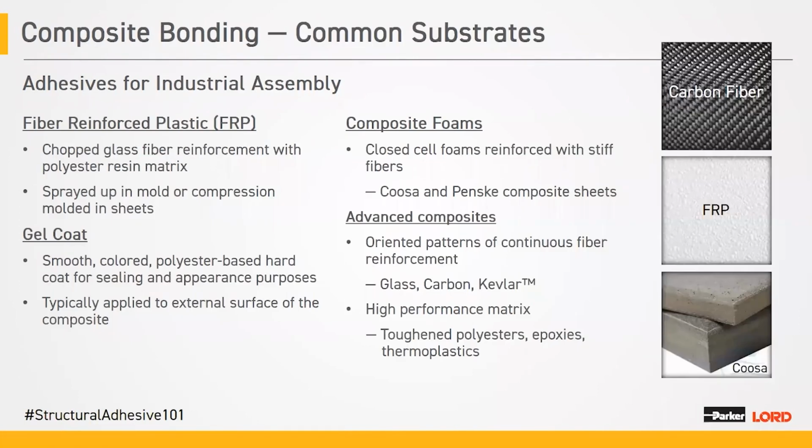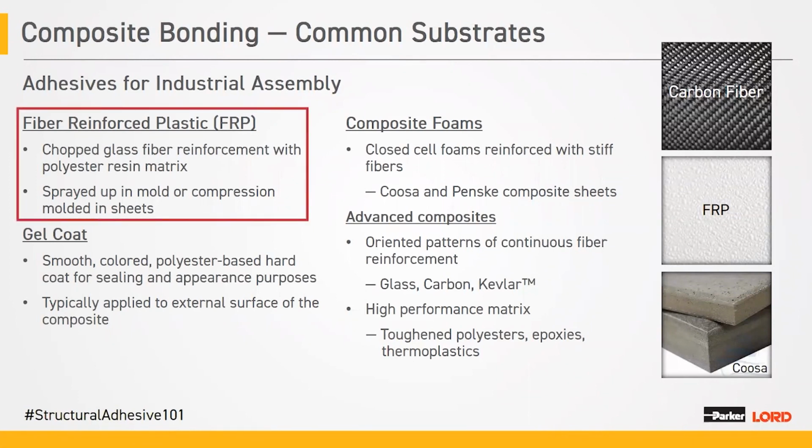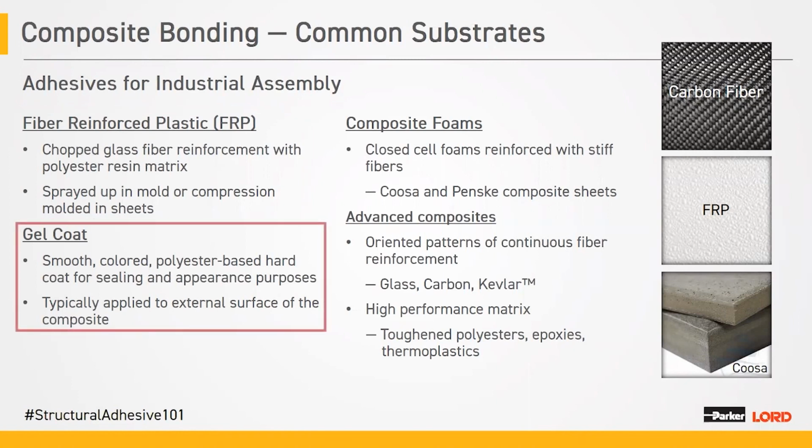Some of the common substrates we see in composite bonding, certainly the more general ubiquitous category is fiber reinforced plastic. And this is either a chopped or woven material reinforced by polyester or epoxy or vinyl ester resin matrix. This can be sprayed or compression molded into sheets. The gel coat is typically what's applied to the mold side of the product. It gives it its bright, oftentimes a bright white or shiny surface.